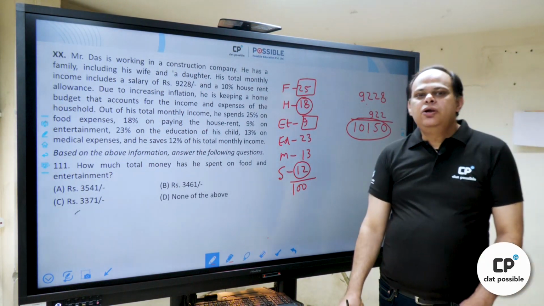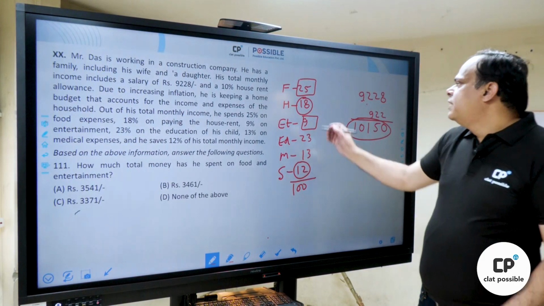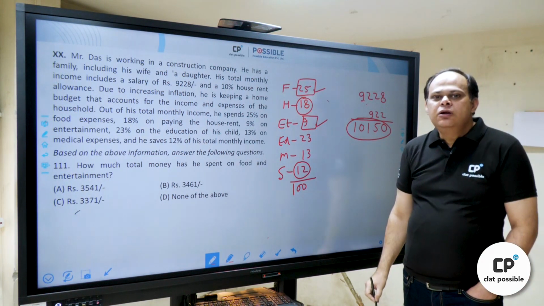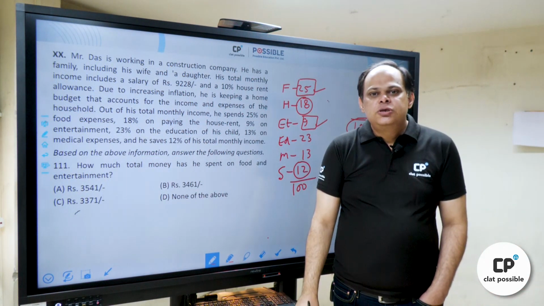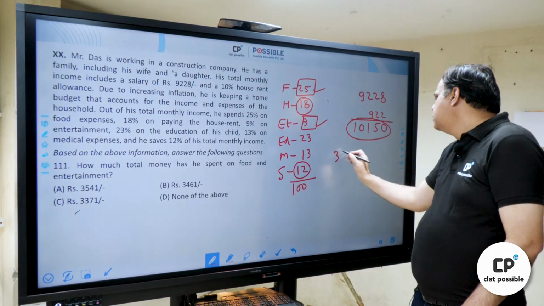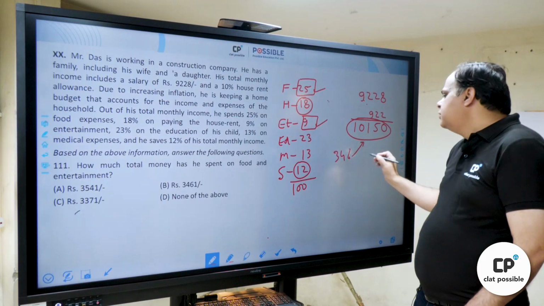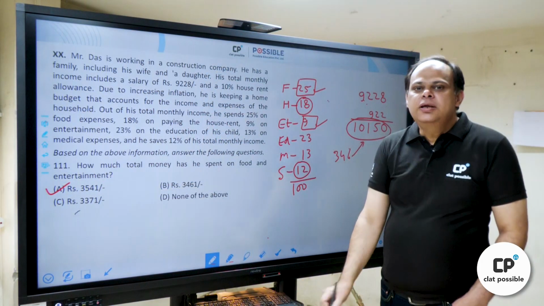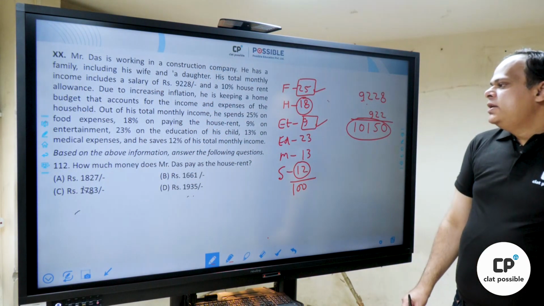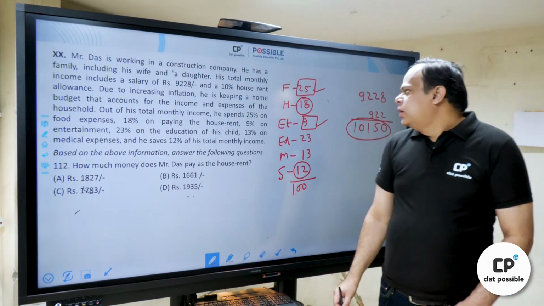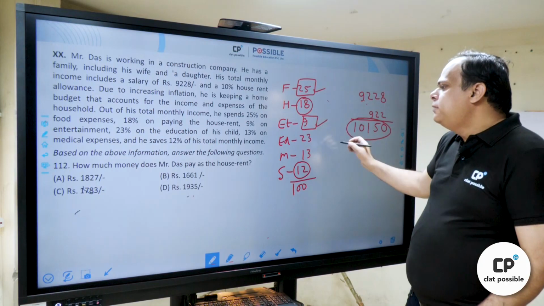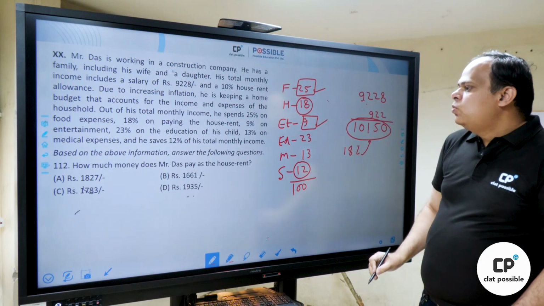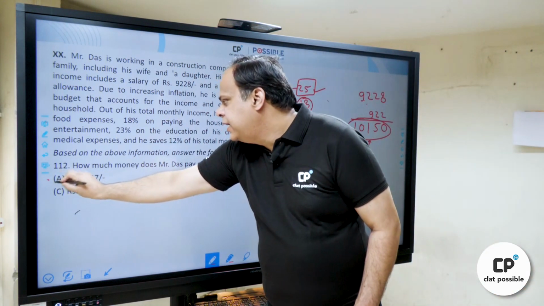Let's go to the next question. How much total money has he spent on food and entertainment? Food we have taken as 25, entertainment is 9. So 34% he is basically spending on food and entertainment. 34% of this amount will come out to be 3541. So it is option A. Let's look at this question. How much money does Mr. Das pay as the house rent? House rent is 18%. So 18% of this amount will be 1827. So that is option number A.